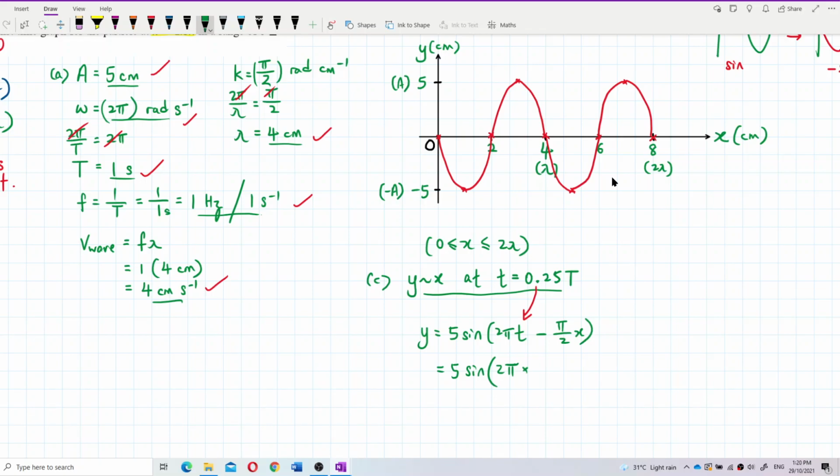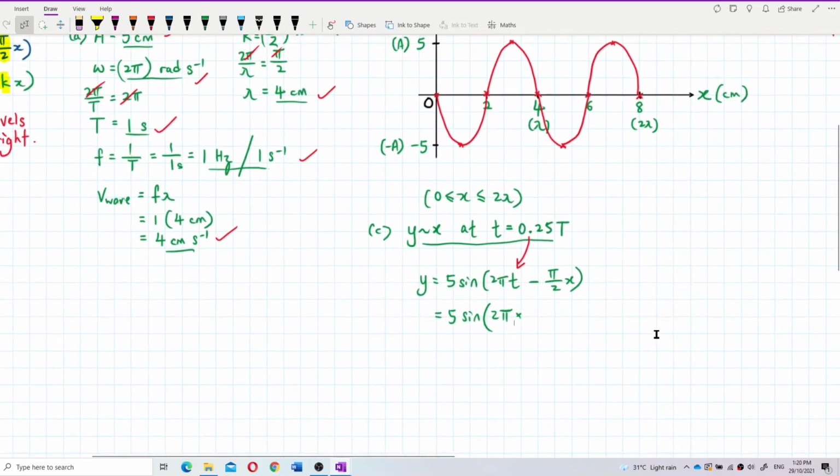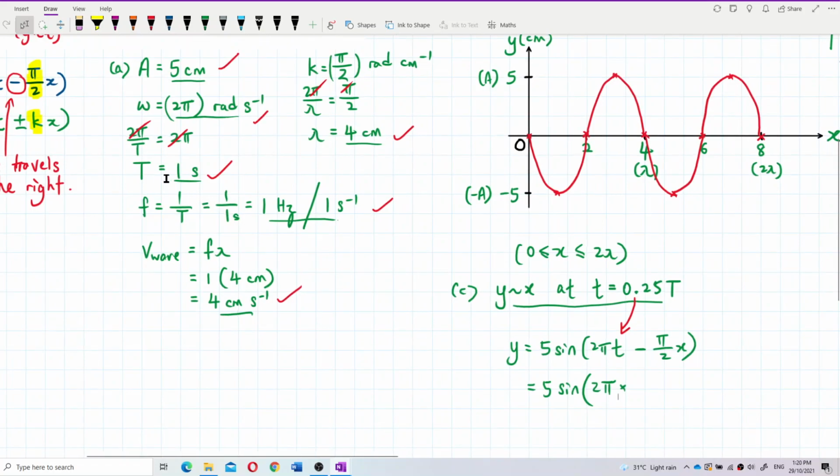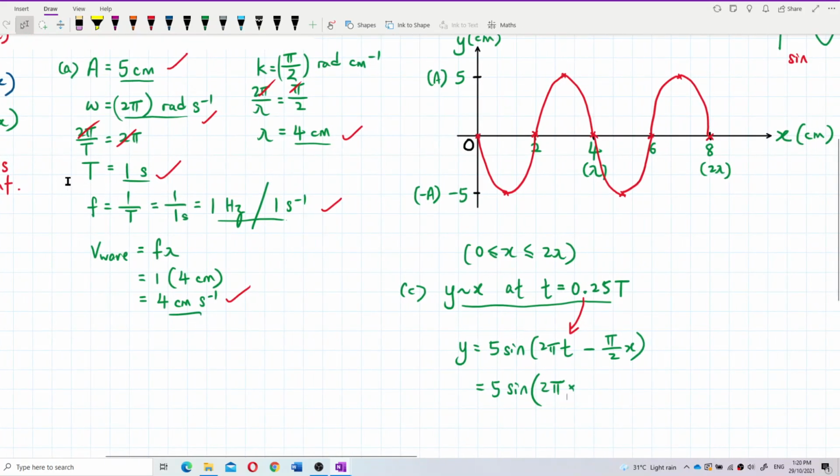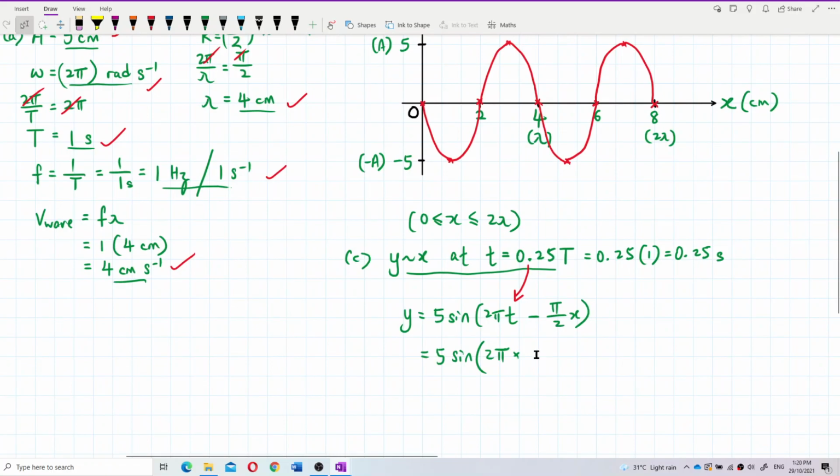However, this time, we already got the period, isn't it? Period is 1 second. So actually this one is 0.25 period. We substitute the period, period is 1 second, so this is 0.25 second. Just substitute inside our time here. Our time actually is 0.25 second. So this is 0.25, unit second, and then minus pi over 2 x.